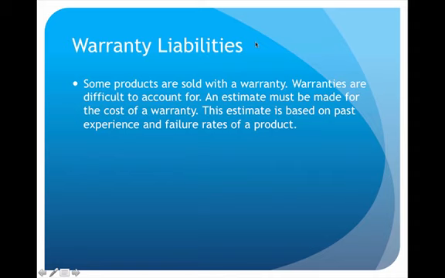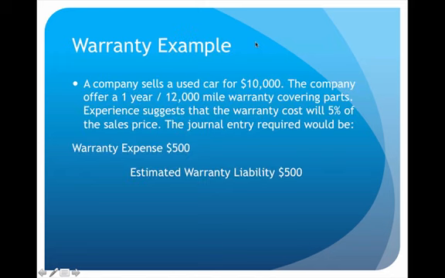It's possible that none of the products will turn out to be defective. Then again, it's possible that many of them will be defective, and it could cost us a lot of money. So what GAAP requires is that we at least go ahead and make an estimate about how much the warranties are going to cost. And that estimate is either based upon our past experience or possibly failure rates that we've noticed with that product in the past.